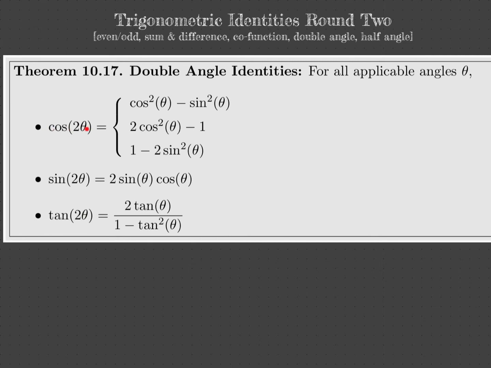And therefore, these are all actually sum identities. This is the cosine of theta plus theta. This is the sine of theta plus theta. And this is the tangent of theta plus theta. It just happens to be sum identities where the 2 angles are the same, therefore doubled.